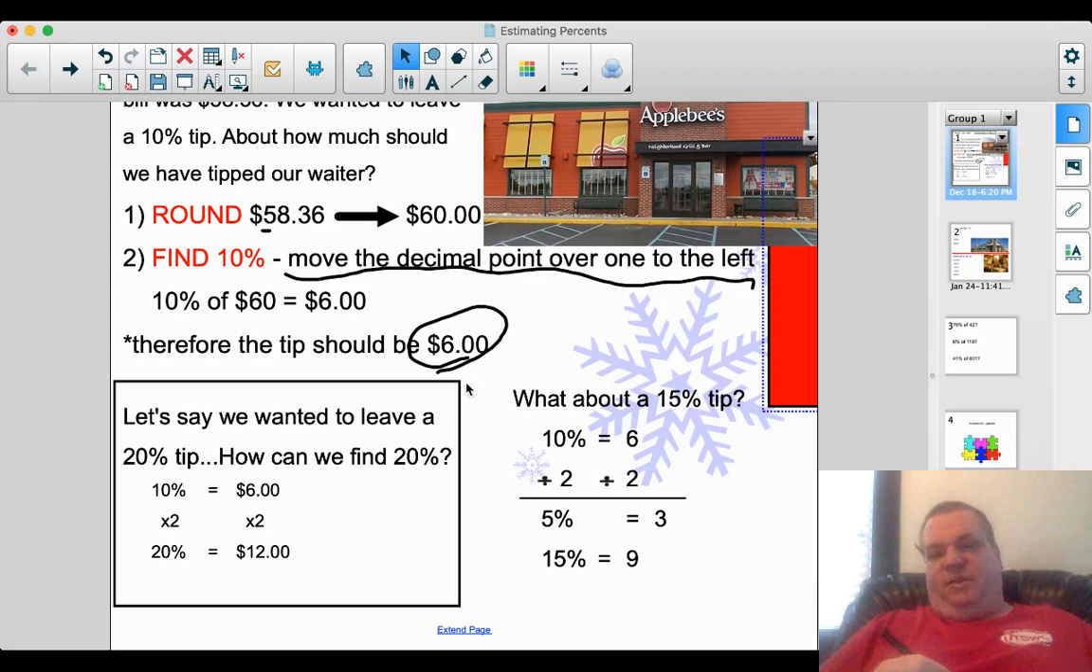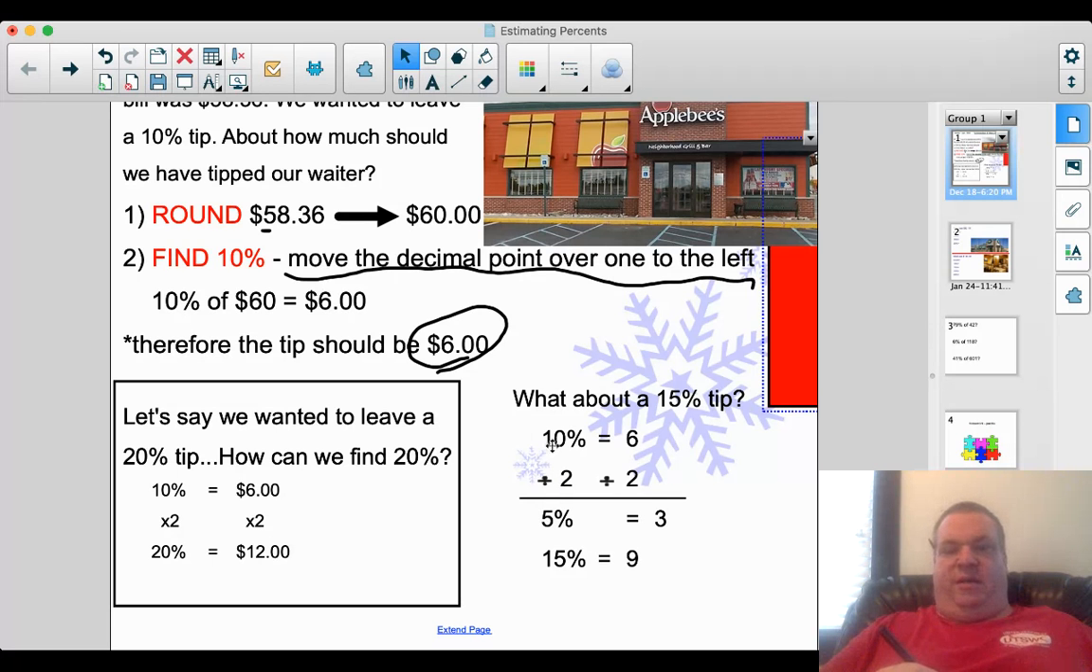Okay, well, if it's a 15% tip, we're still going to start out the same way. We're going to find out what 10% is. But then if we have a 10% tip so far, and we want to give them a 15% tip, well, that means we need to add another 5%. If you think about how 5% would compare to 10%, well, 5 is half of 10.